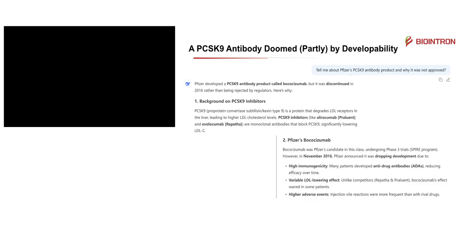But since our topic is developability, I want to show you a little data later on about how this antibody, which is called bococizumab, fared in the developability assessment.